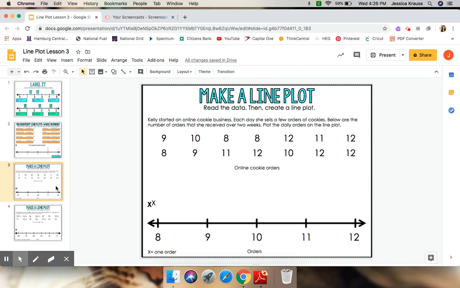Next page. Make a line plot. Kelly started an online cookie business. Each day she sells a few orders of cookies. Below are the number of orders that she received over 2 weeks. Plot the daily orders on the line plot.